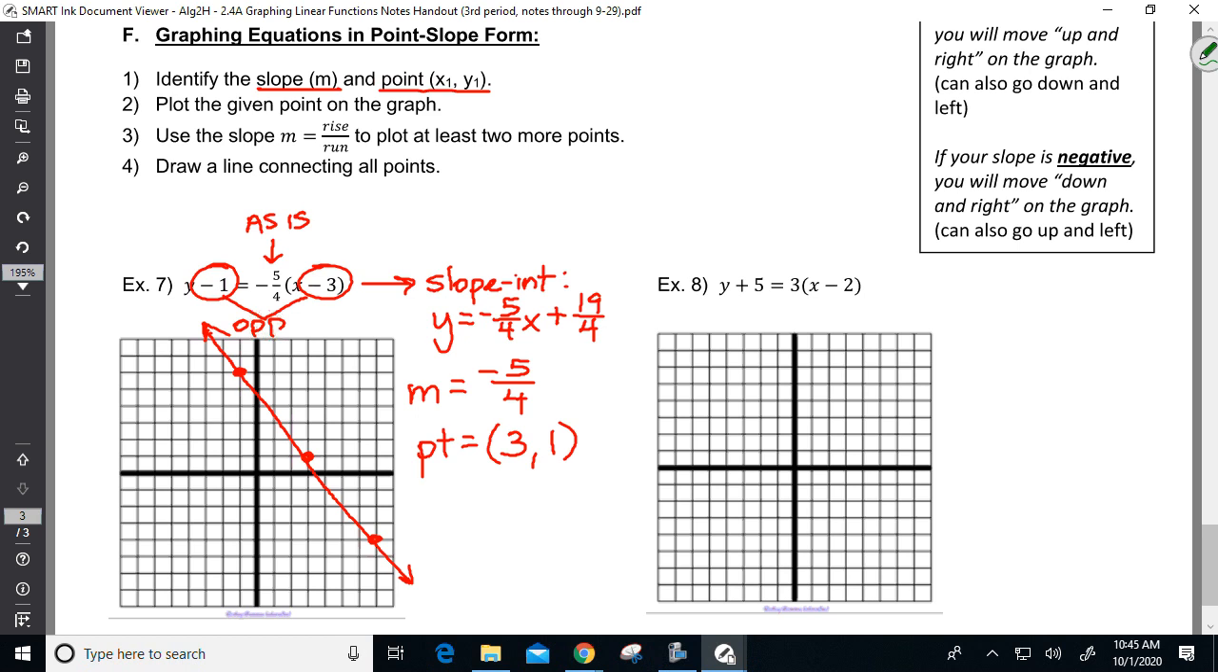So there's your line, and you didn't have to really deal with all the messy fraction decimal stuff. 19 over 4 is right there. So there's 19 over 4, in case you plotted it using slope-intercept form. Questions on example 7?